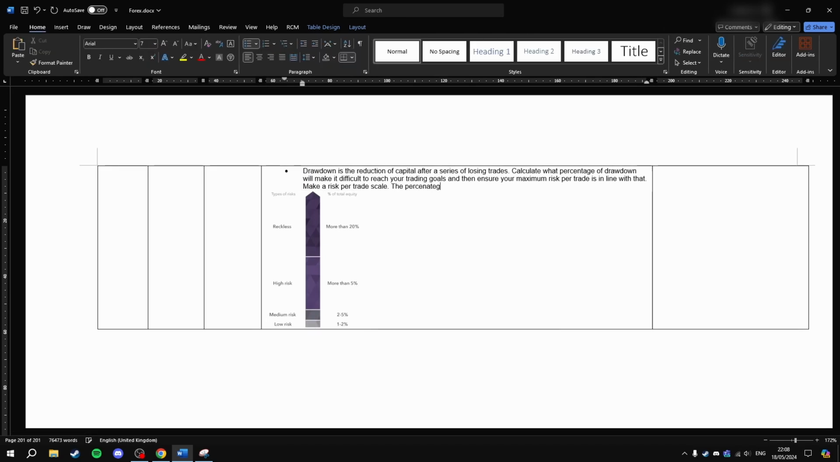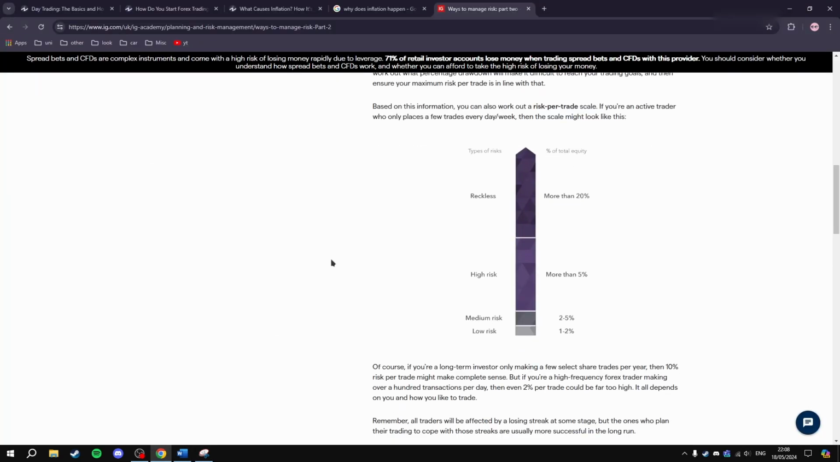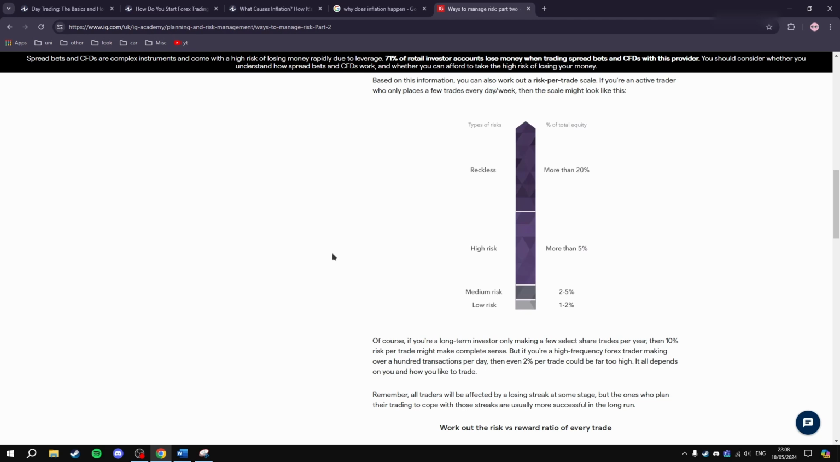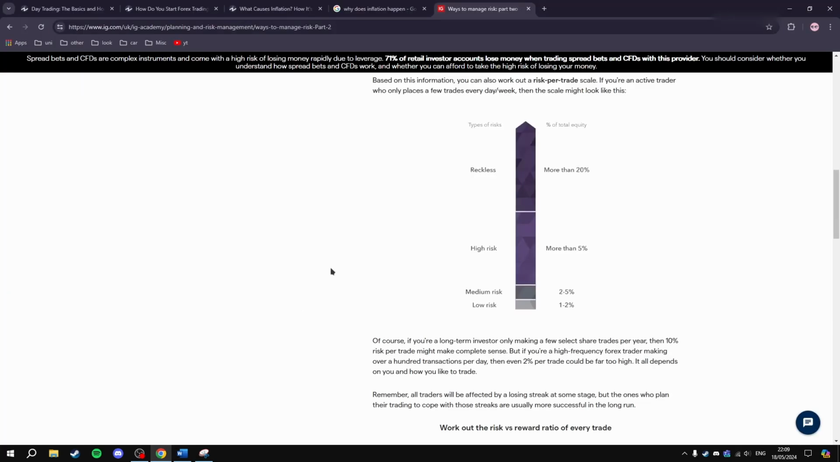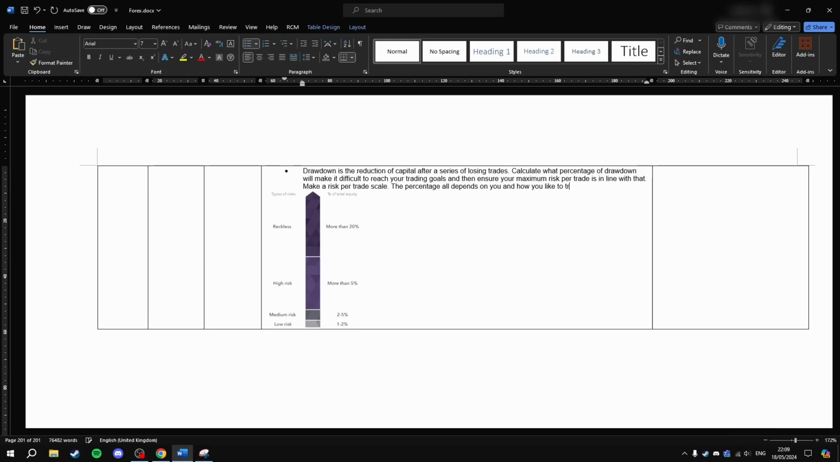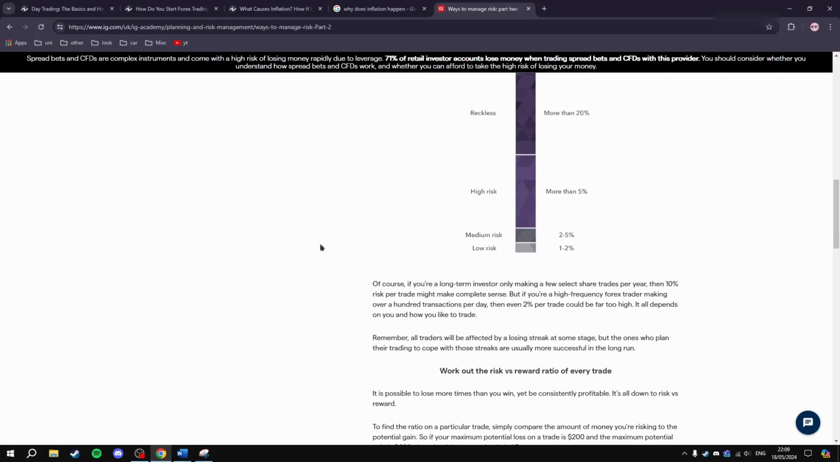The percentage all depends on you and how you like to trade. Remember, all traders will be affected by a losing streak at some stage.